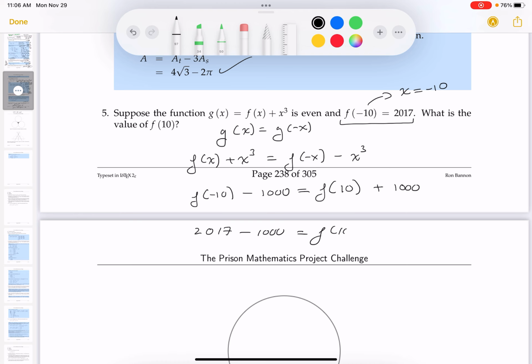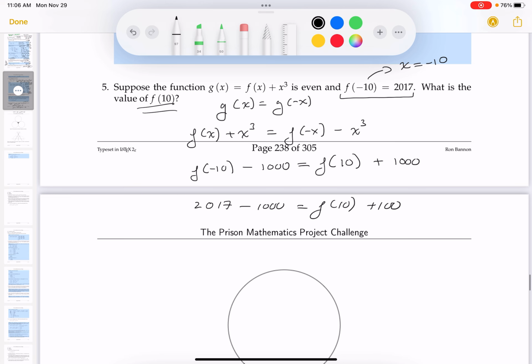Now, I don't know what f of 10 is, but they did say what it is, huh? Try to figure that out. So what do you get? 2017. I'm going to subtract 1,000 from both sides. That's minus 2,000 now equals f of 10. Well, that's not so bad. What do you get? 17 is f of 10.